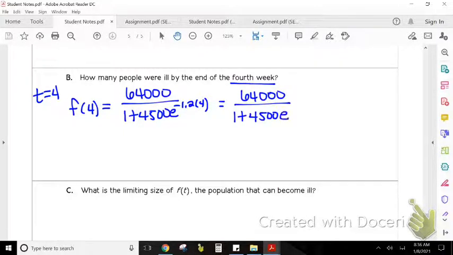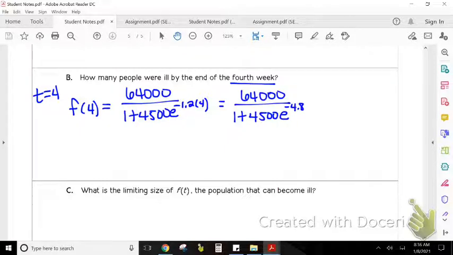Guys, you cannot, are you listening? You cannot add the 1 and the 4,500, okay? Because the 4,500 is multiplied times that e to the negative 4.8. PEMDAS says you have to multiply those two together first before you can add that 1. So do not put 4,501 e to the negative 4.8. That is incorrect.